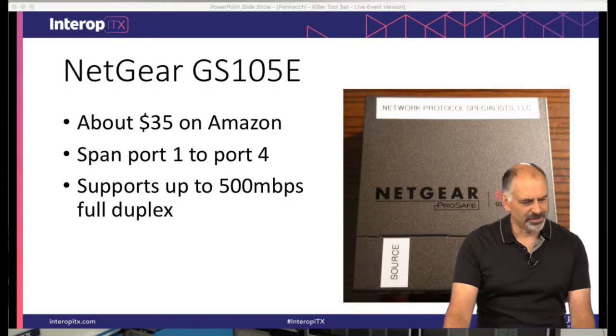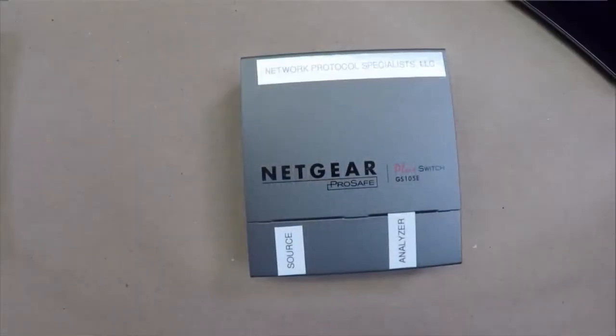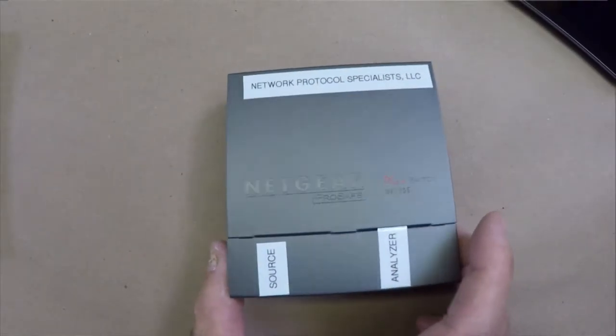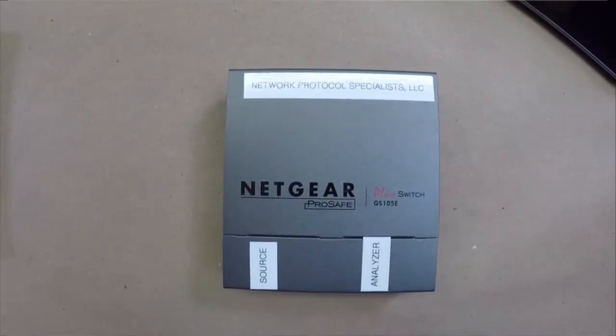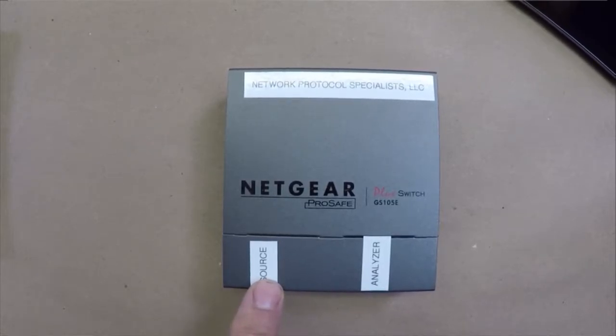So I'll tell you what, let's do this. Let's switch over here. I'm going to switch my camera over, and what we see is here we've got one of these little Netgear GS105Es that I've put together. So I've gone in and I've marked which port is the source. I've marked which port is the analyzer.